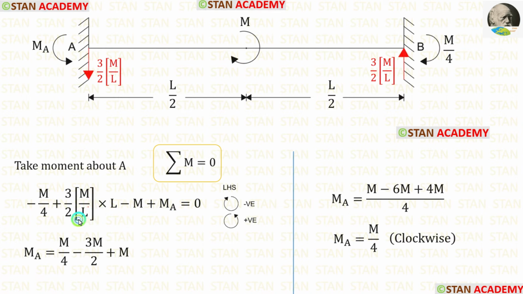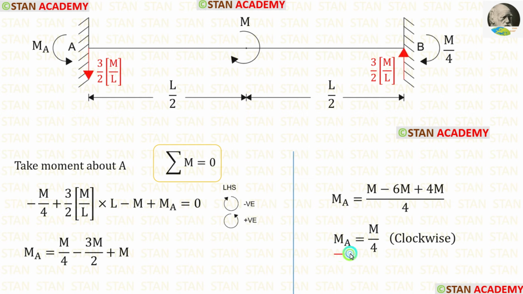We can eliminate L. Then let us take these three terms on the right side. They will come with the change of signs. Then let us take LCM. Let us keep 4 as LCM.